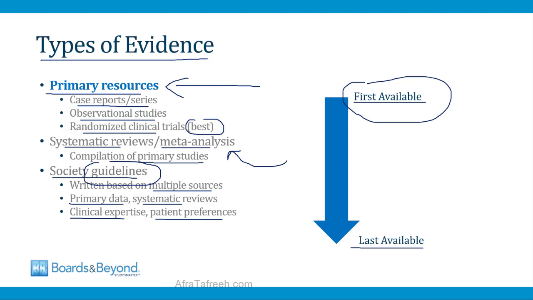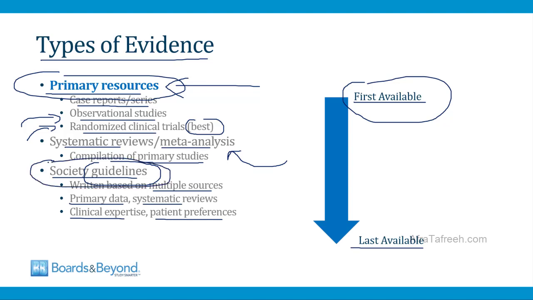So just to give you an example of this, when beta blockers were first studied for patients with heart failure, initially primary resources were found in the literature. These were observational studies or randomized clinical trials. Now that beta blockers have been used for decades treating heart failure patients, we have guidelines from the American Heart Association and other groups telling us when to use beta blockers and how to use them.